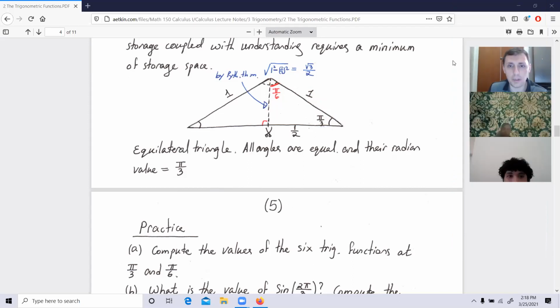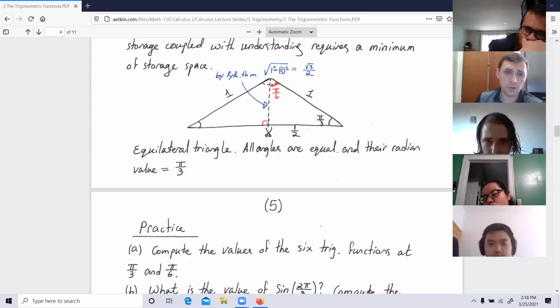So for example, if I wanted to know what's tangent of pi over 3, I would take root 3 over 2, divide by 1/2. It will be simply root 3. Tangent of pi over 3 is root 3. Do you see that? Yes?